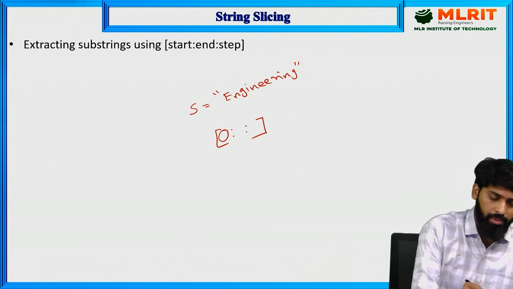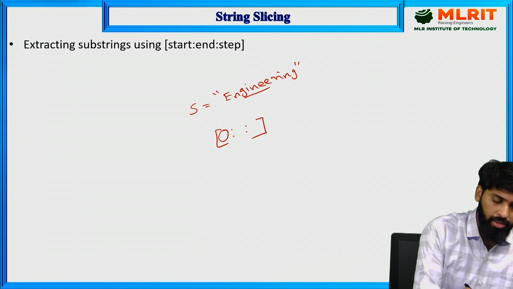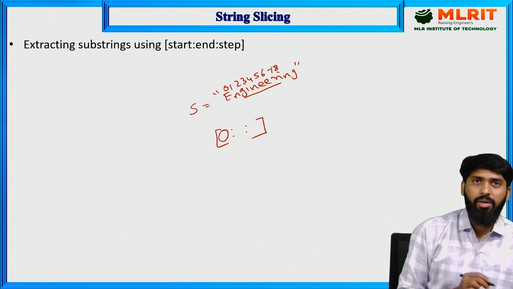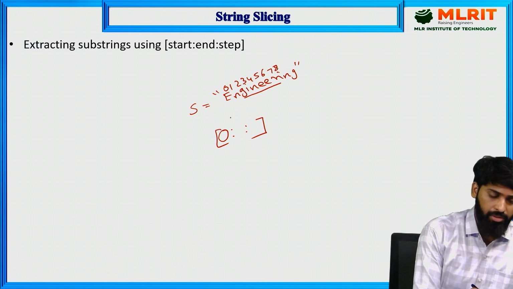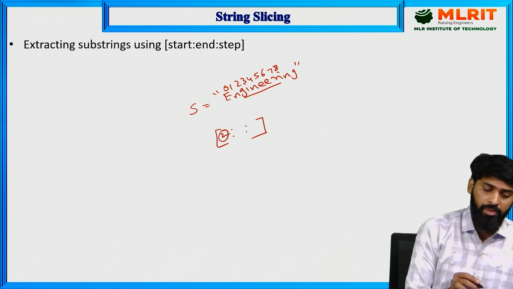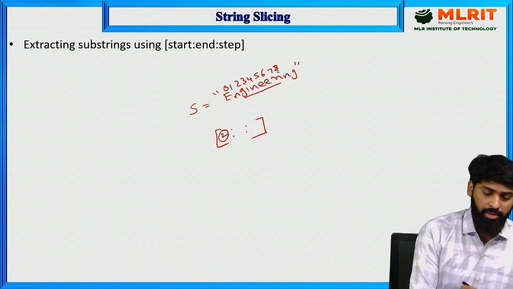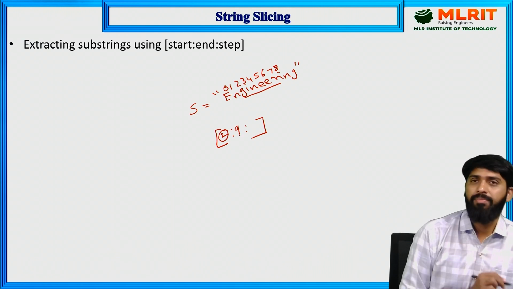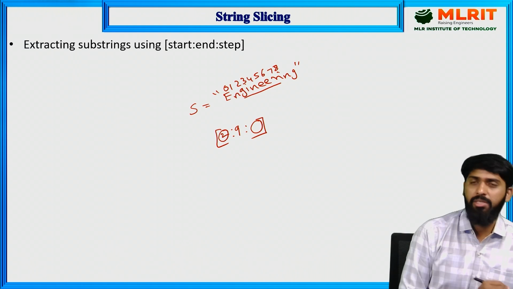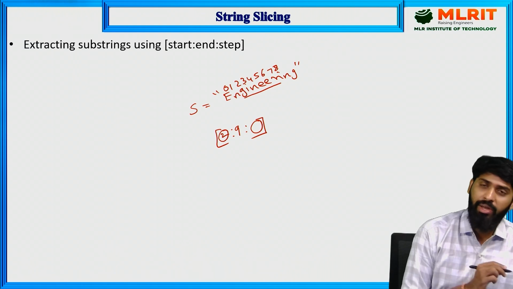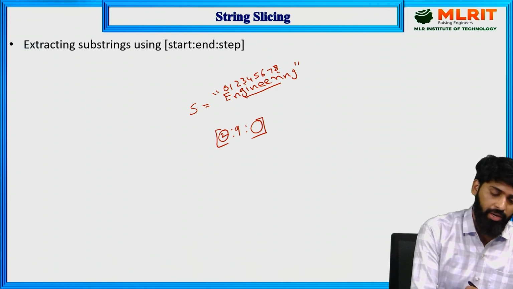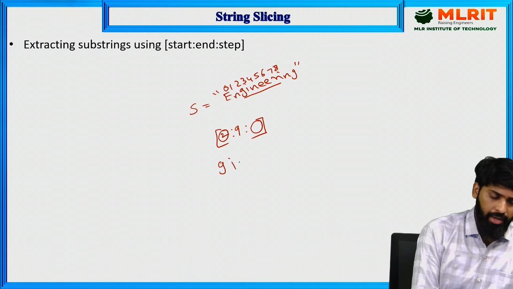For example, if I want to get the values from here to here, then indices 0, 1, 2, 3, 4, 5, 6, 7, 8. Now starting is 2, ending is 8 plus 1, so you consider it as 9. This last part is for step. This is optional. So if you extract 2 to 9, you will get the answer GINEERI.